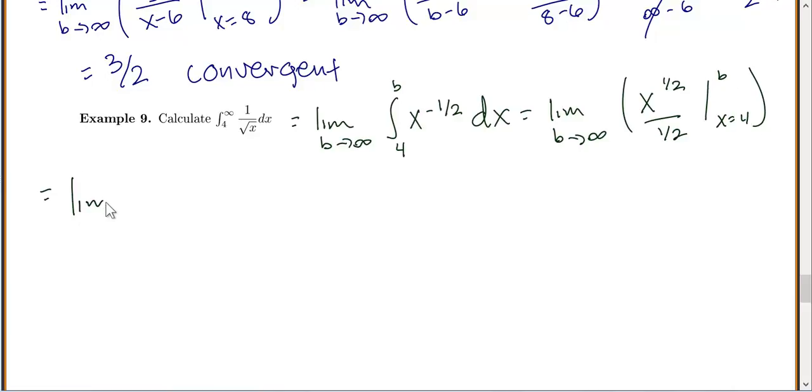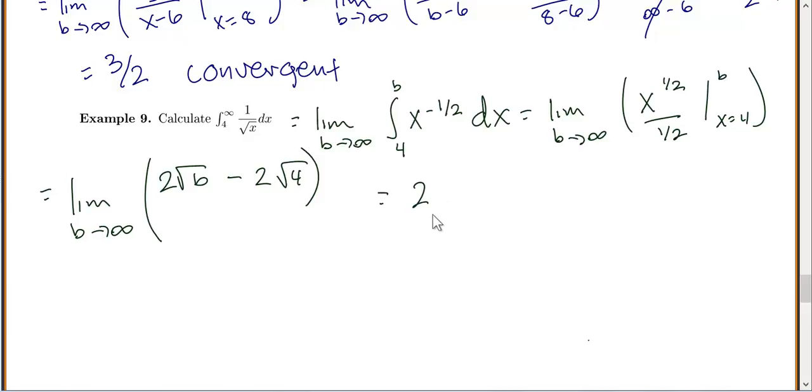So we still have the limit. I haven't plugged it in yet, so I have to keep writing it. Okay, now plug in your b, so we'll have the square root of b. And instead of dividing by 1/2, let's just write that as a 2. So 2 times the square root of b minus 2 times the square root of 4. So in this case, we're going to have 2, if we plug in the infinity, 2 times infinity minus 2 times the square root of 4 is just going to be 4.